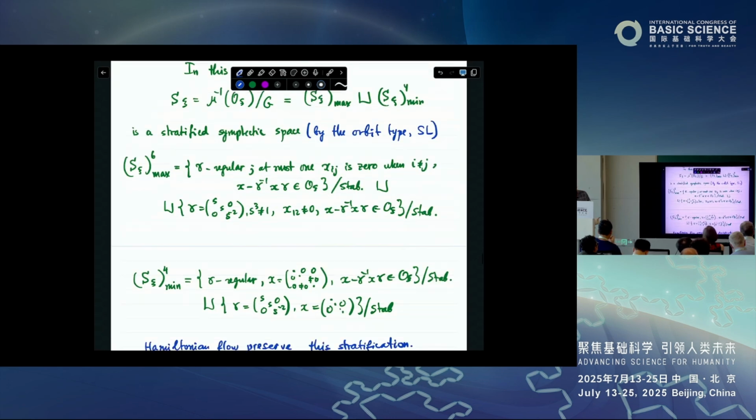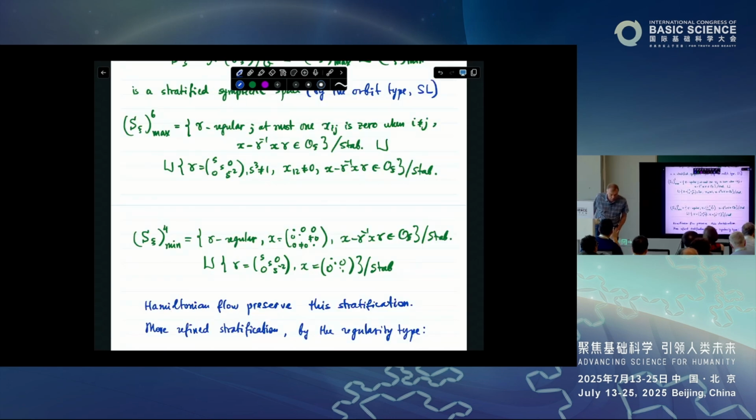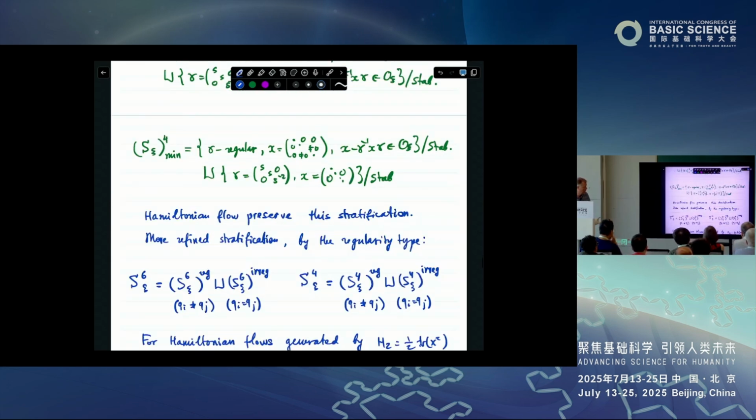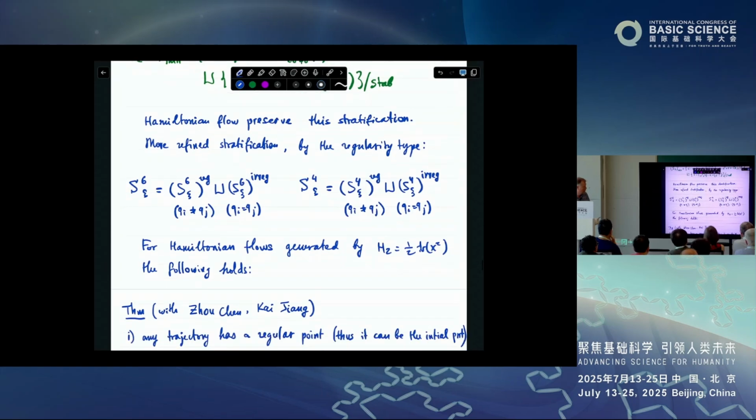How much time? 5 minutes? Okay. So I should skip some of the details. They are beautiful details, but they are details.